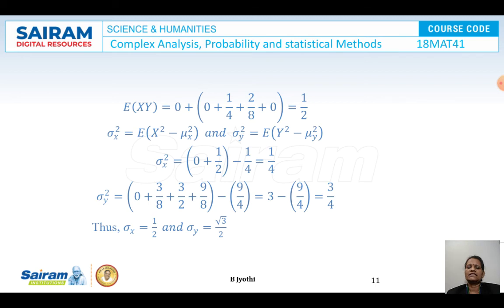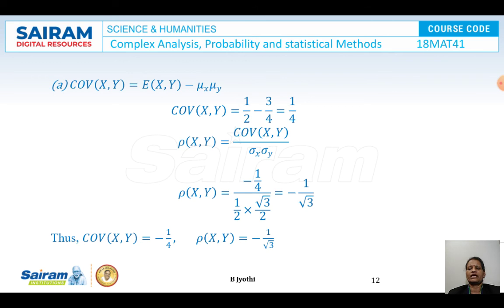So, which is given by 0 plus 1 by 4 plus 2 by 8 plus 0, which is equal to half. Next, let's find out sigma x square, which is E of x square minus mu x square, and sigma y square is E of y square minus mu y square, where sigma x square is 0 plus half minus 1 by 4, which is equal to 1 by 4. And sigma y square is given by 0 plus 3 by 8 plus 12 by 8 plus 9 by 8 minus 9 by 4, which is equal to 3 minus 9 by 4 or 3 by 4. And when we take the root of sigma x square, it is half. Root of sigma y square, if we take it, is root 3 by 2. We have got the standard deviation for x and y respectively.